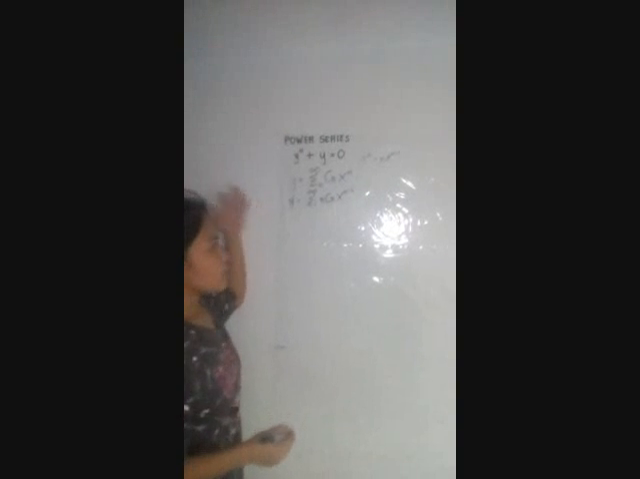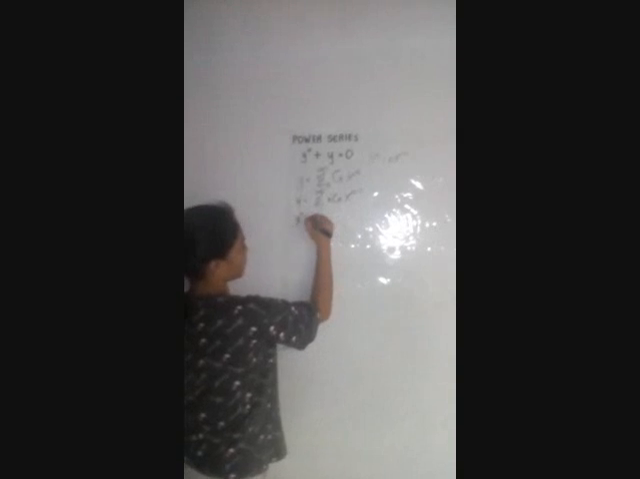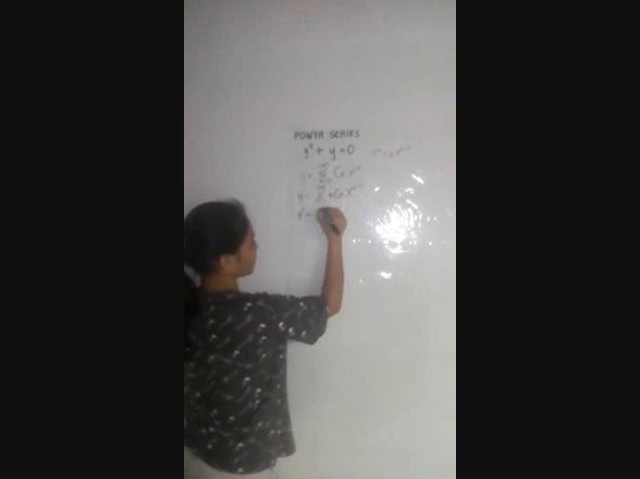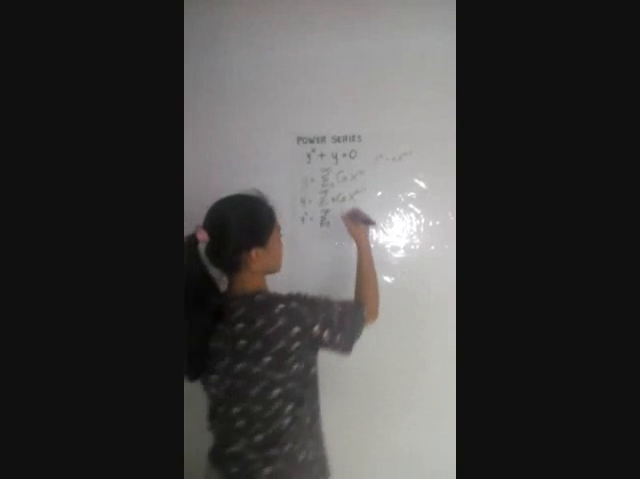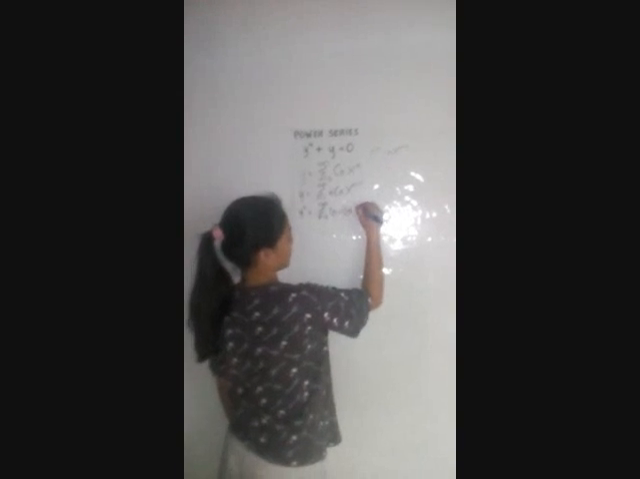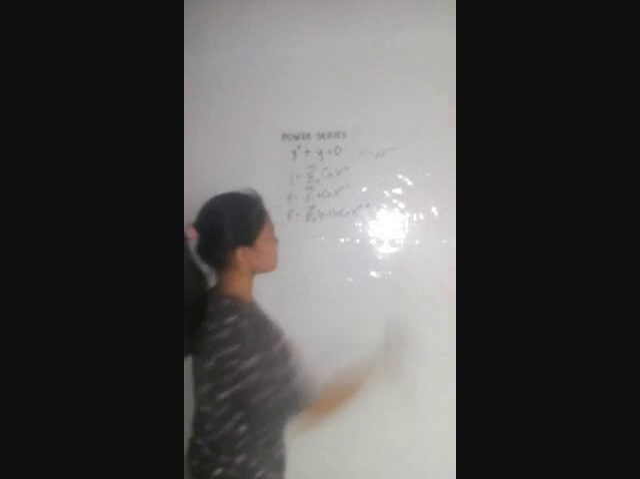To get the second derivative, we will use again the power rule. Second derivative of y is equal to summation of n is equal to 2 up to positive infinity, bring down the (n minus 1) n, c_n x^(n-2).